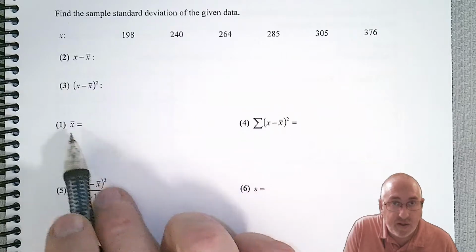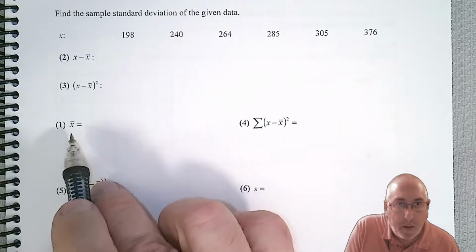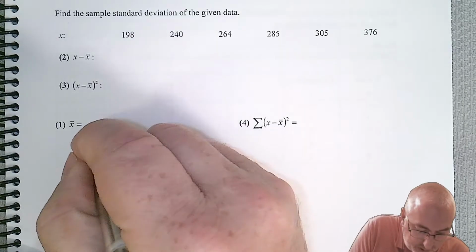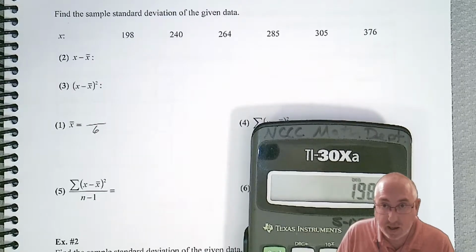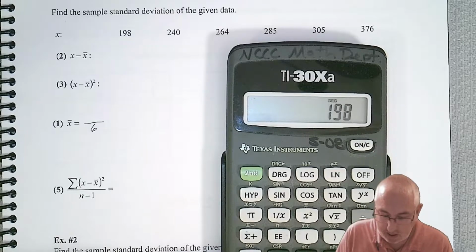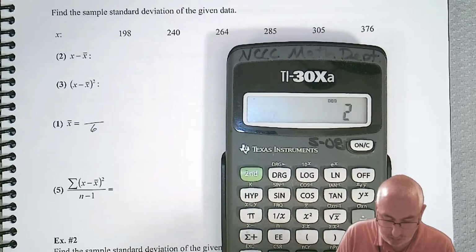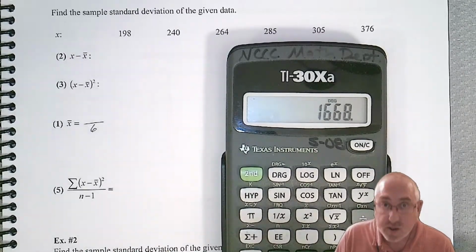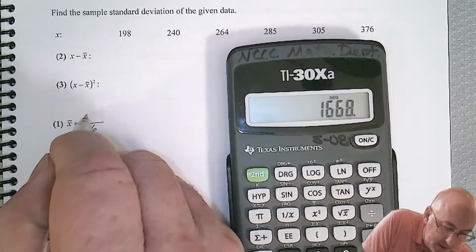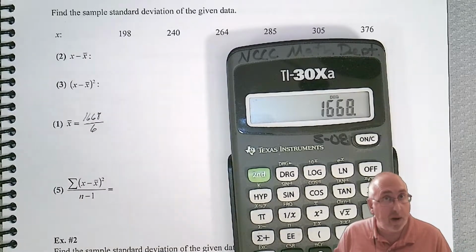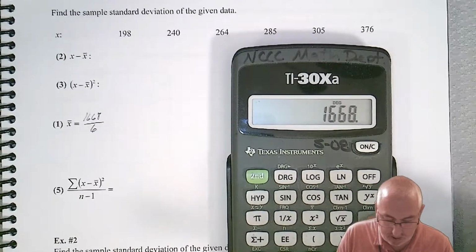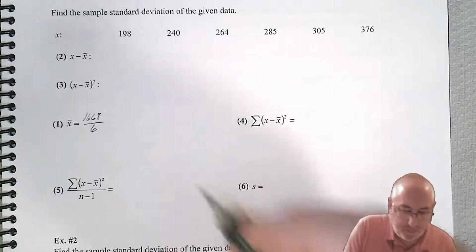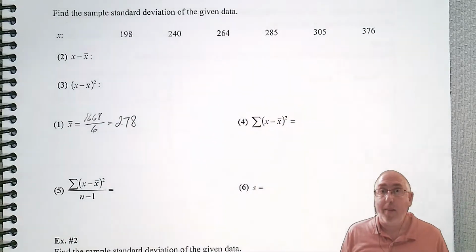So step 1. Now you can see that I have them numbered here, but they're not quite in order for a reason. But we want to start with step 1. We need that mean. So we know we're going to have to divide by 6. If we add up all of our numbers real quick, let's see what we get. 198, and we'll add 240 and 264, 285, and 305, and 376. So we get 1688. Now I always like to write this sum down because it is useful for other applications in other statistics courses. So it's a good number to have on hand. So 1688, and let's divide that by 6, and we get a nice number, 278. And so that's step 1.